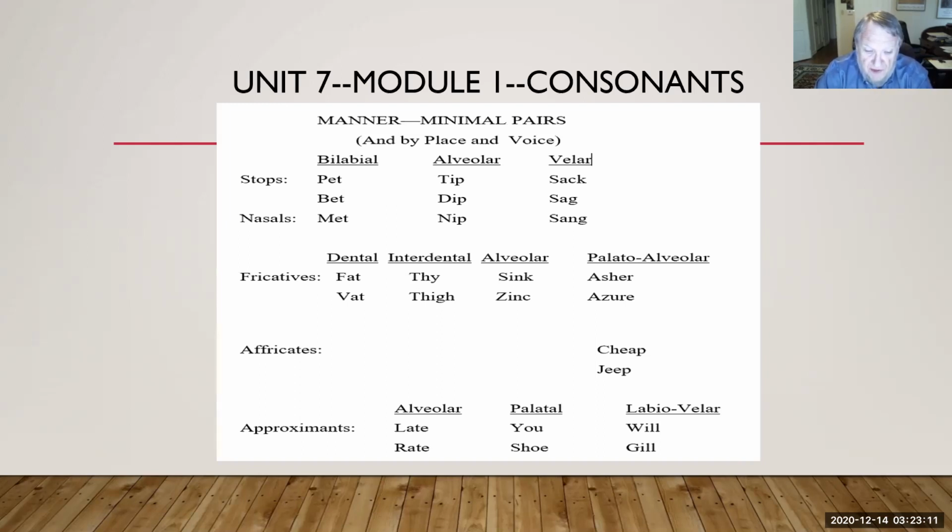Then we have the approximant w, which has the labial velar articulation, which is a double articulation. So it's a little tricky in that regard. You have both the lips and the velar region where you are articulating. Will, and remember when it's the beginning of a word, it also has rounding. Gill is just the velar, to show you the contrast between will, the double, and gill, the singular.